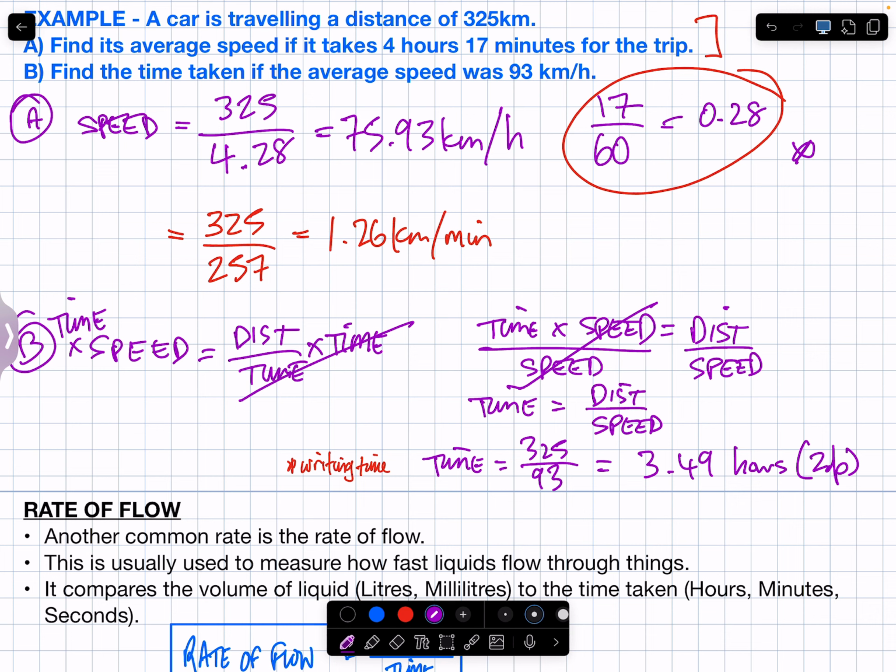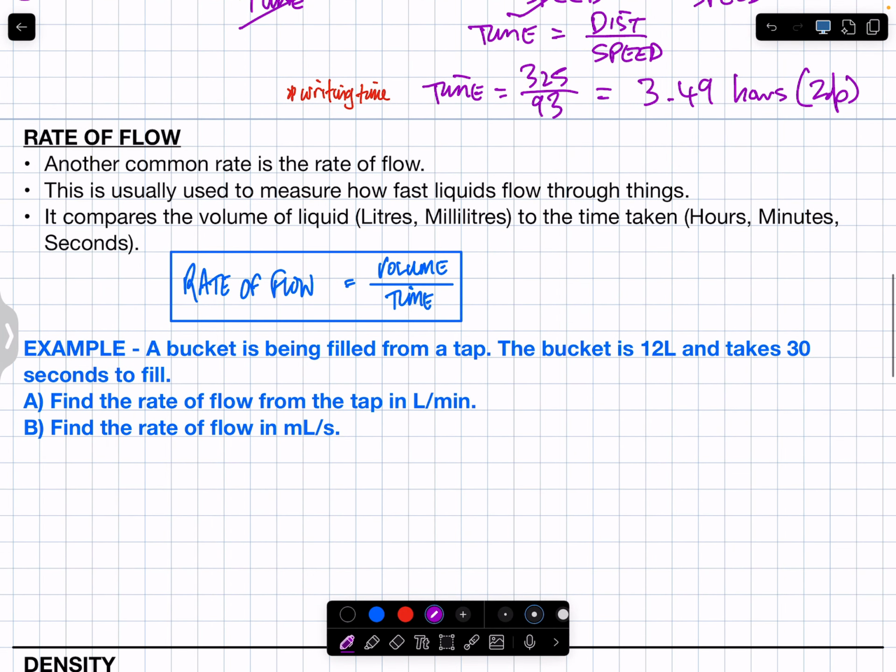We know how far it went. We know what speed it was taking. Well, now the question is how long did it take? Okay, next rate. Rate of flow. Get this formula, it's quite easy. The rate of flow is equal to the volume over time. So rate of flow is used to measure how fast liquids come out of things like this. So I could time how long I let the tap run, get it to run into like a litre, and then work out how much water was coming out of the tap per minute or per second.